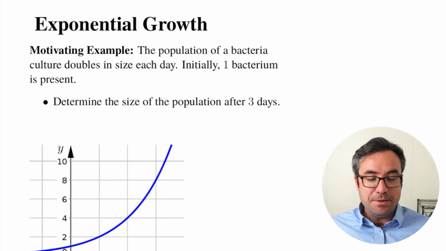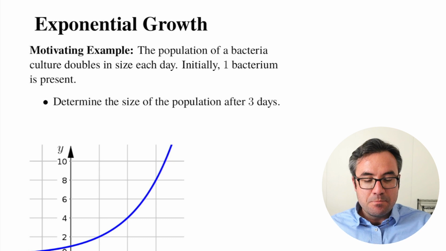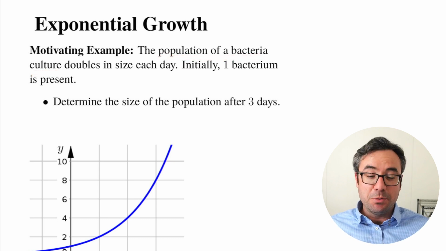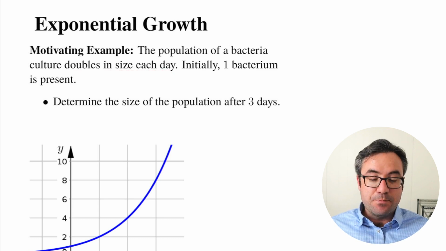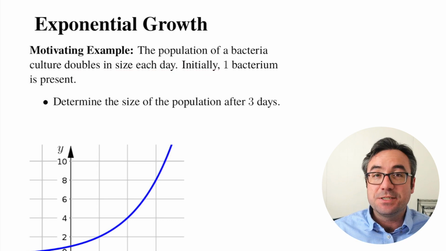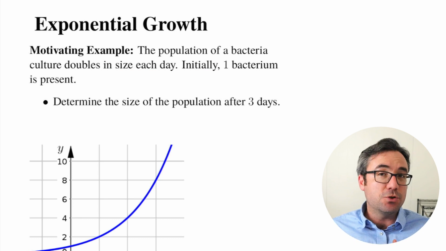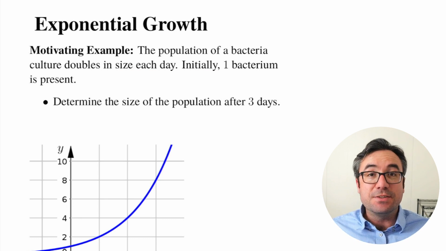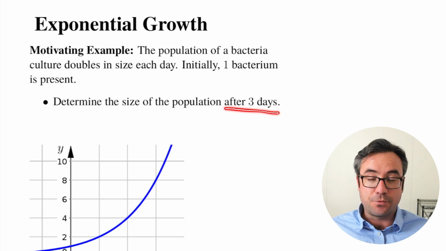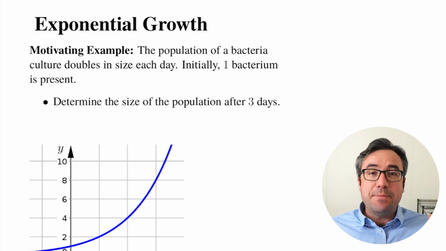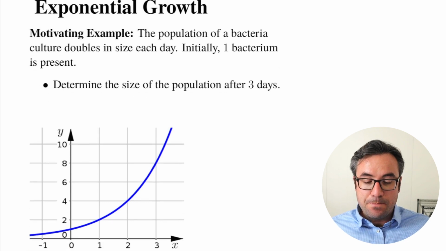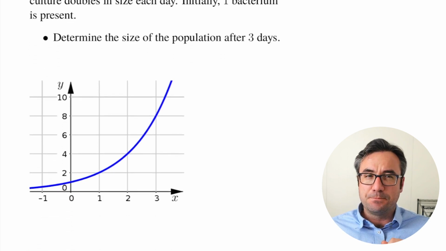And this is going to be maybe a population of a bacteria culture that doubles in size each day. And initially, one bacterium is present. And what we're going to do is try to figure out the size of the population after 3 days. And ultimately, this is going to relate back to an exponential curve.